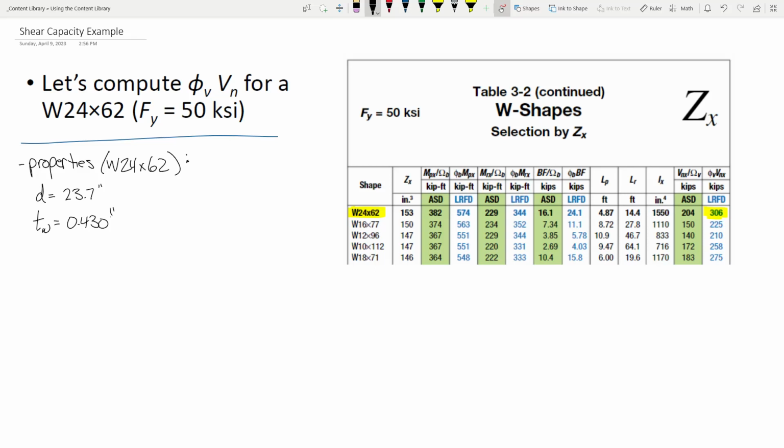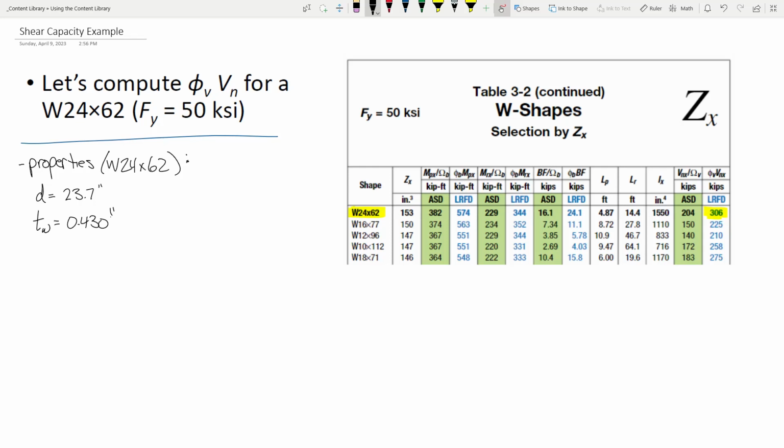Now, the other thing that I want to make sure that everybody's able to find, and this is probably the one thing in the W section table that we haven't looked at, okay? If you look at the left side, the left page contains all of the dimensions, and the right page sort of contains all the properties.